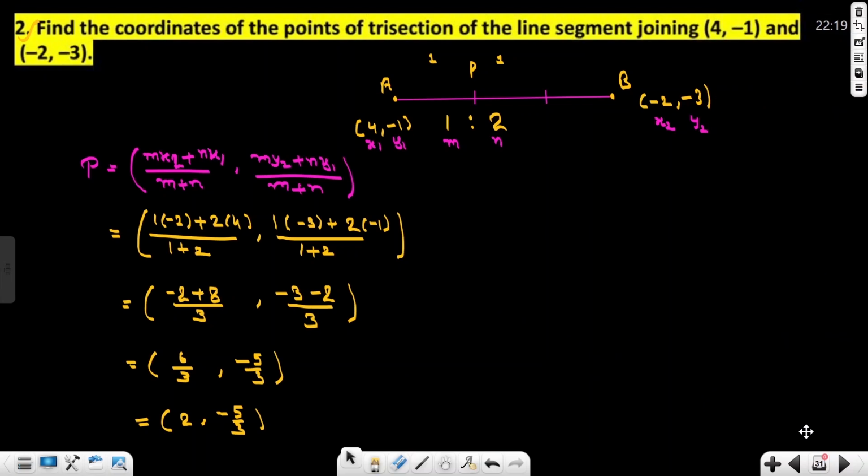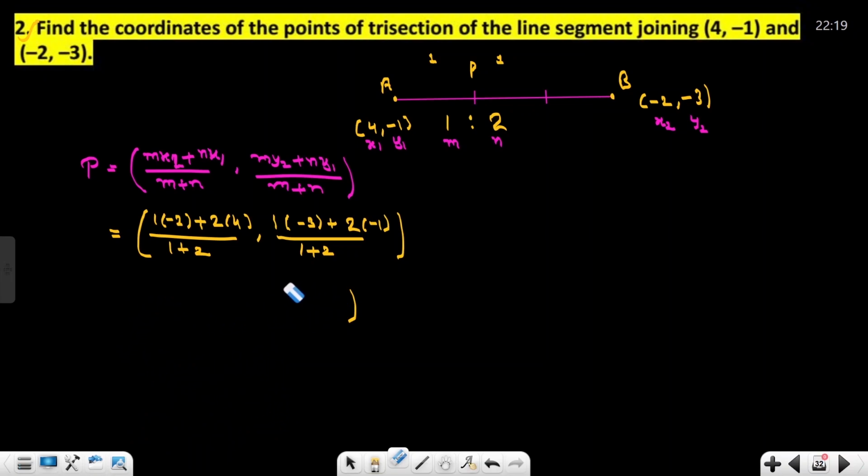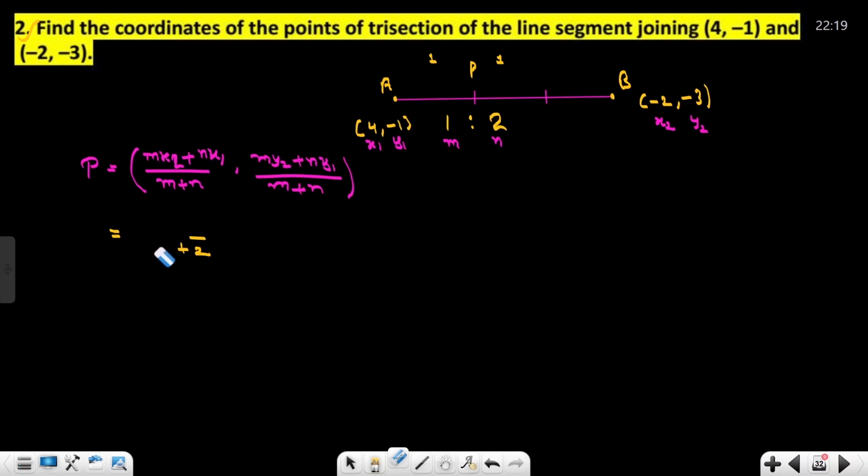We found the P coordinate, similarly we find the Q coordinate. So we remove it. For the Q coordinate we change all the values, right? Okay, now our target is to find the Q coordinate. For the Q coordinate, what is the ratio? 2 parts, and on the other side only 1 part. The ratio becomes 2 to 1. The m value is 2, n value is 1.